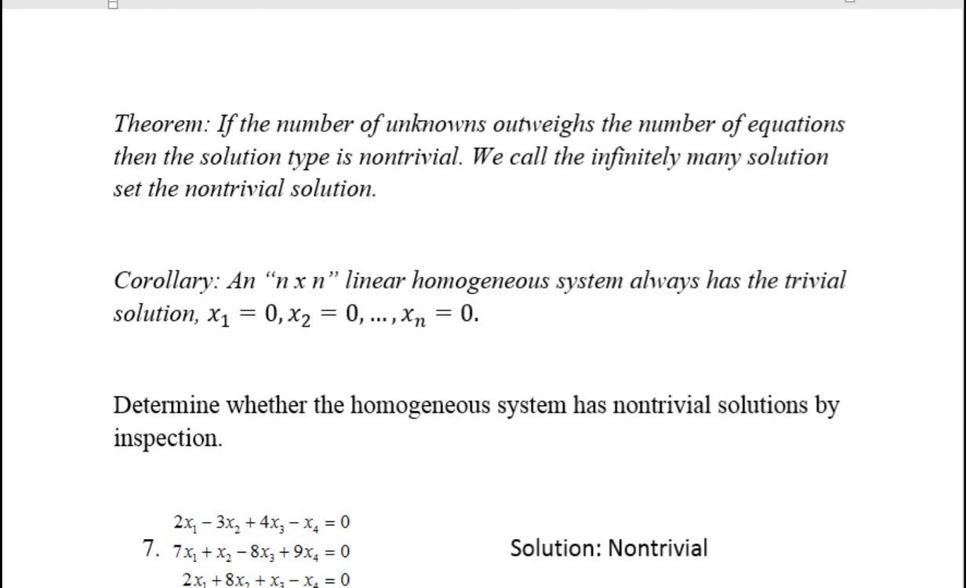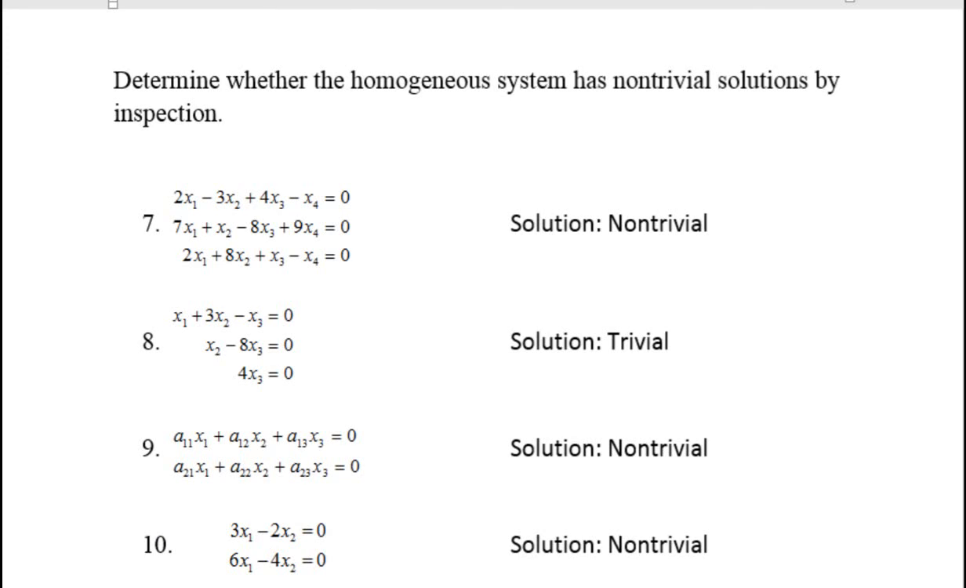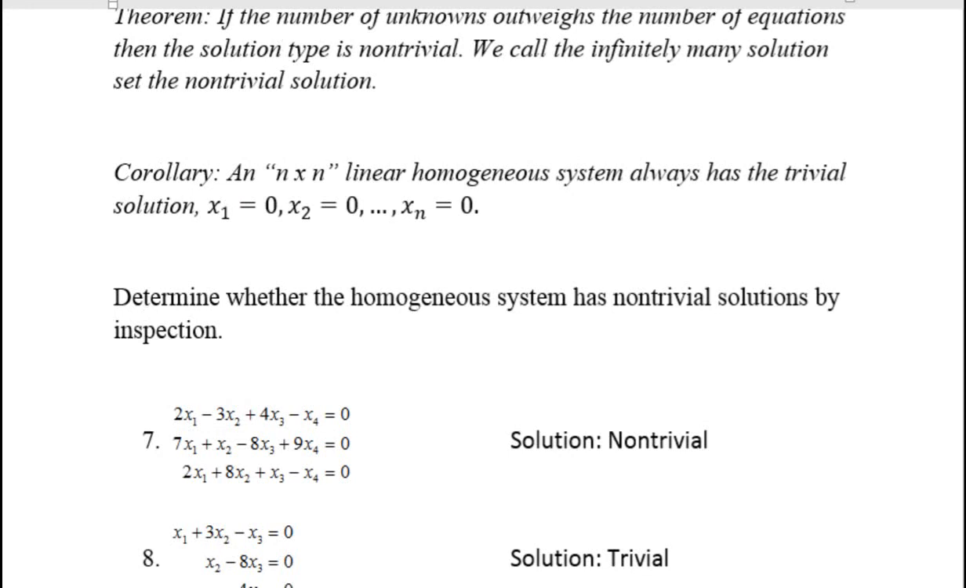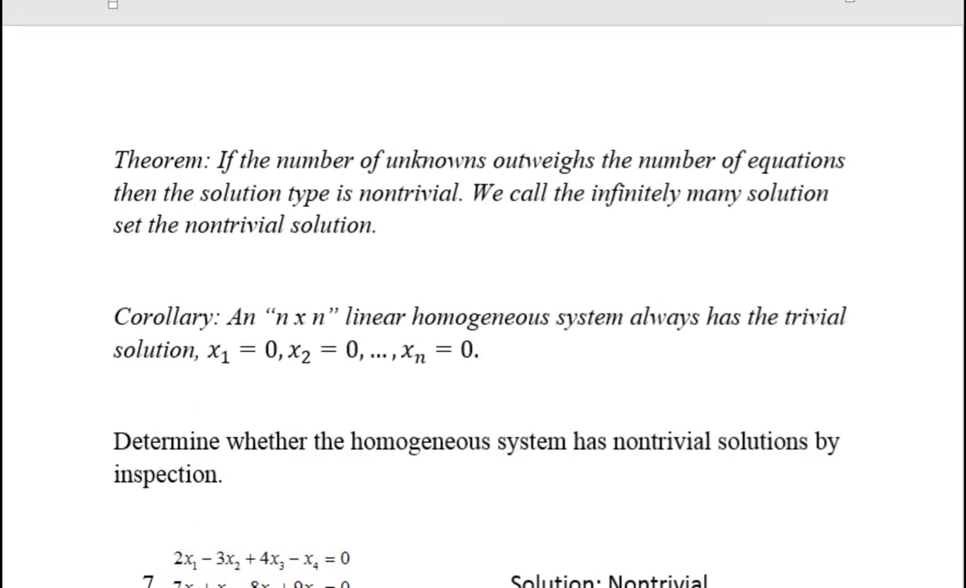So here's a theorem. If the number of unknowns outweighs the number of equations, then the solution set is non-trivial. Look at number 7 down here below. So I have 1, 2, 3, 4 variables, 4 unknowns, and then I have 3 equations. So if the number of variables outweighs the number of equations, then automatically I have the non-trivial solution. The non-trivial solution is the infinite solution set. We call the infinitely many solution set the non-trivial solution.